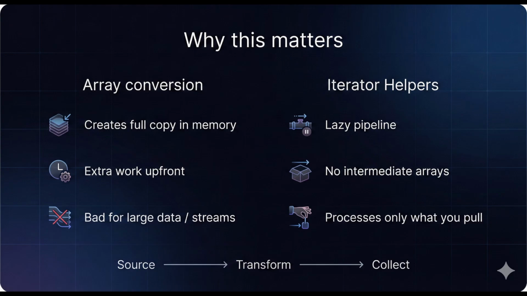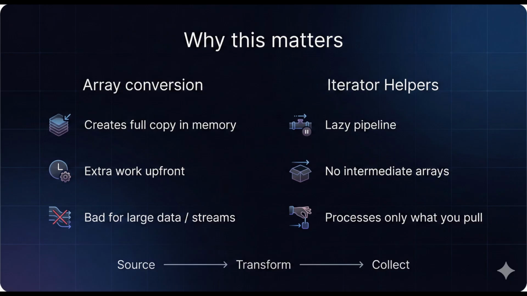When you force an iterator into an array, you immediately create a full copy in memory. That's extra memory, extra work up front, and it's terrible for big datasets or streaming data. Iterator helpers let you process values lazily, meaning values are transformed only when you actually pull the next one.